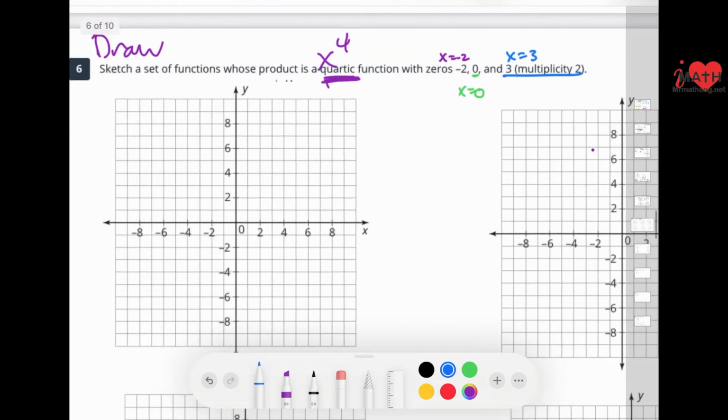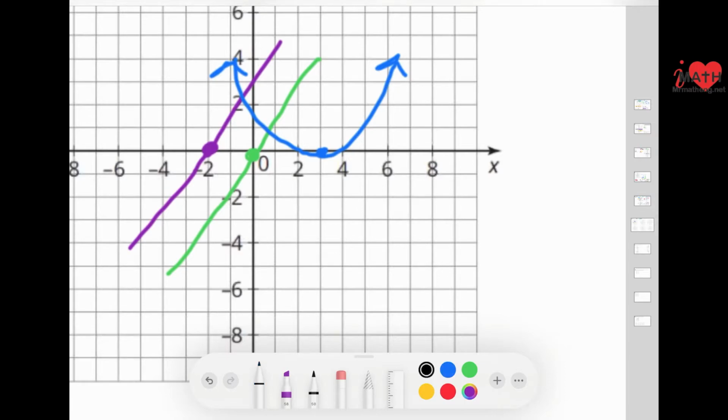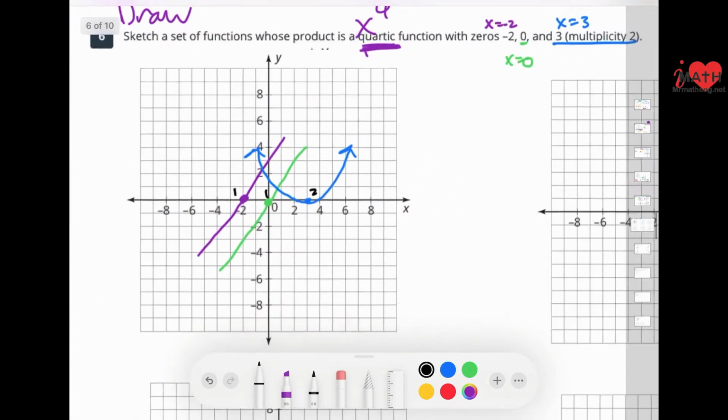Okay, so x equals -2 is right here, and I can draw a linear. X equals 0, I can also draw another linear, and where it says x equals 3 with a multiplicity of 2, you can do a quadratic. Your linears and your quadratics don't have to be positive like we have here, but the big idea is that this is 1, 0, 1, 0, and multiplicity of 2, that's 1 plus 1 plus 2, which is your fourth power.